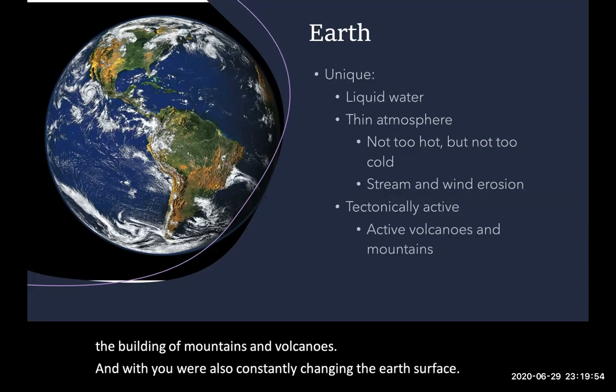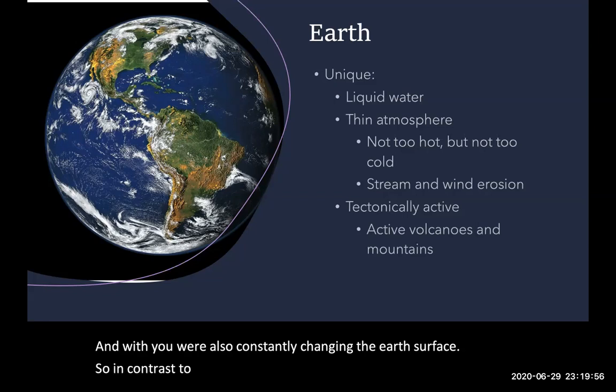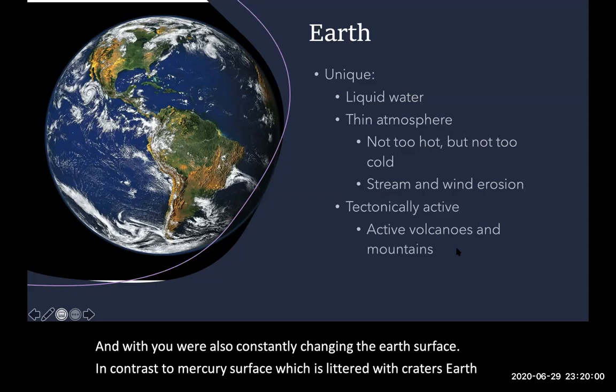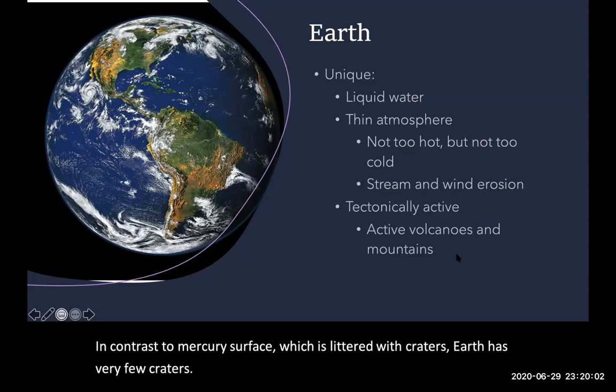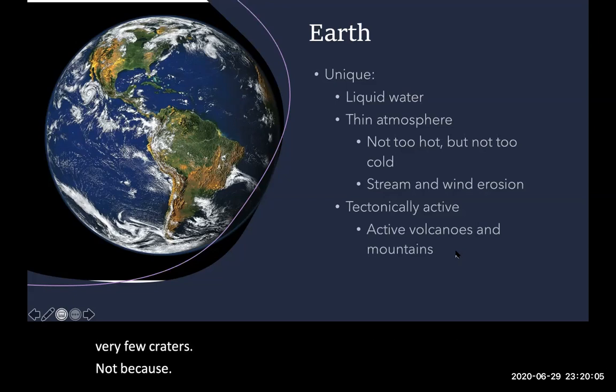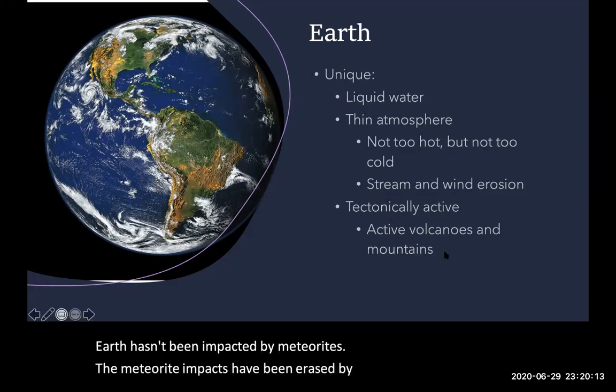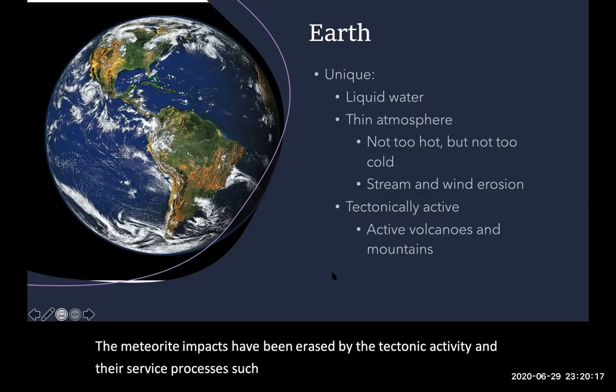So in contrast to Mercury's surface, which is littered with craters, Earth has very few craters. Not because Earth hasn't been impacted by meteorites, but the meteorite impacts have been erased by the tectonic activity and surface processes, such as stream and wind erosion.